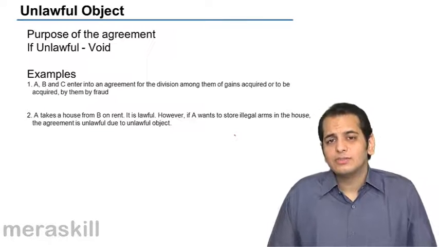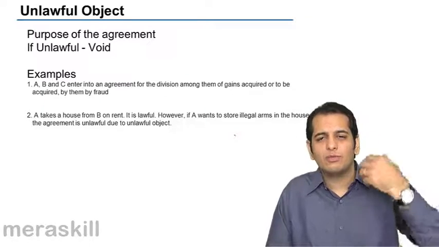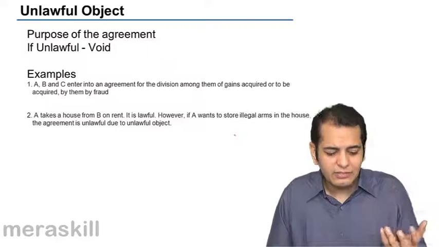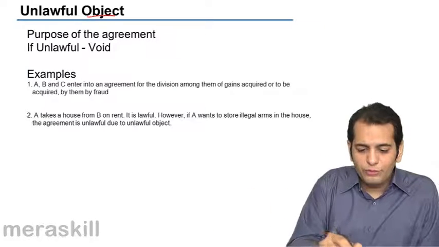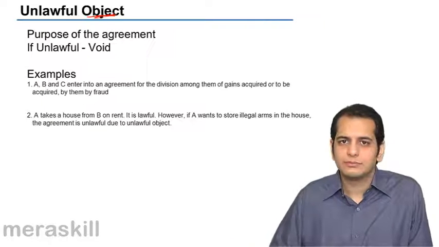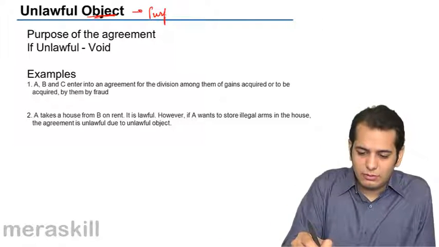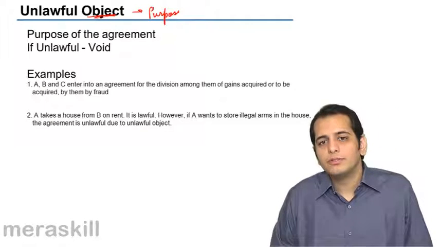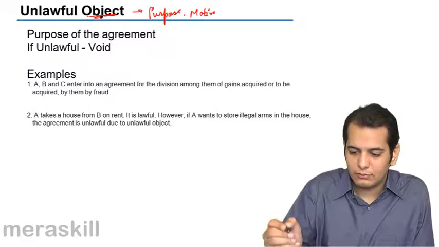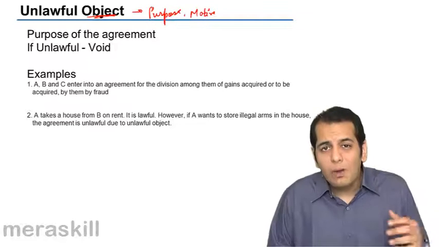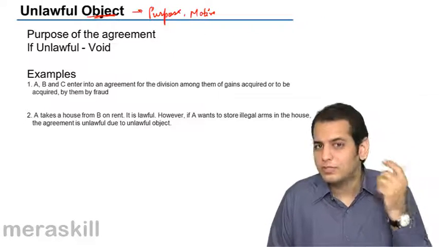Now, before getting the answers to the examples I've asked, let us first understand what is unlawful object and what is unlawful consideration. Once we understand this, you will automatically get the answers. What do you mean by the word object? What is an object? Object is the purpose or motive of the contract. Why are we entering into the contract? What do we want from the contract? What is the purpose? What is the motive? What is the object of the contract?